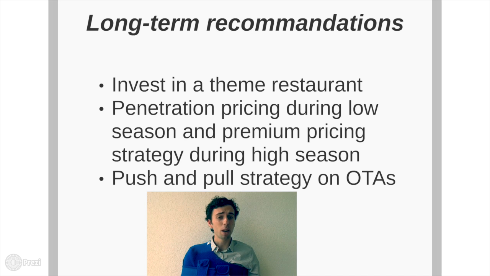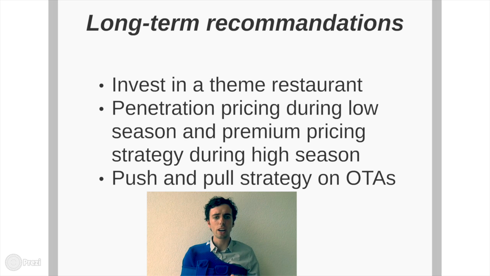Now we must continue applying the same pricing strategy as last year. We must keep the room prices just below average price during the low season. However, during the high season, we must try and apply a premium pricing strategy. This is why the majority of facilities must be refurbished before the end of quarter 3.